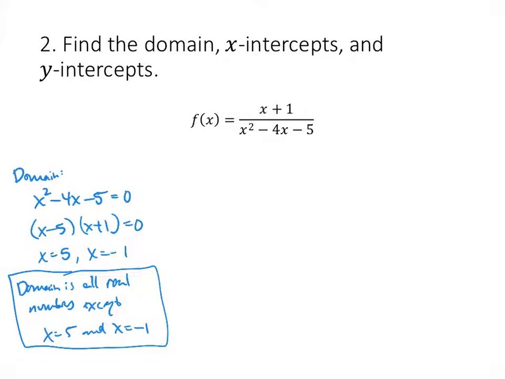Now to find the x-intercepts, we're going to set the top of our fraction equal to 0. x plus 1 equals 0. We get x equals negative 1, but negative 1 isn't in the domain. Remember, we said x equals negative 1 is not in the domain. And so that means that we don't have any x-intercepts. The only thing that could possibly be an x-intercept is x equals negative 1, but that's not in the domain. So the answer here is that we have no x-intercepts.